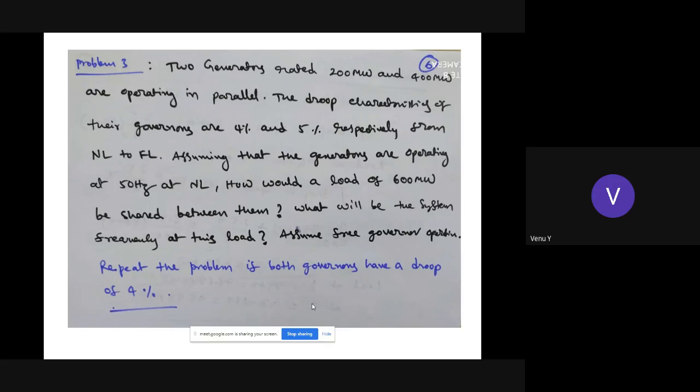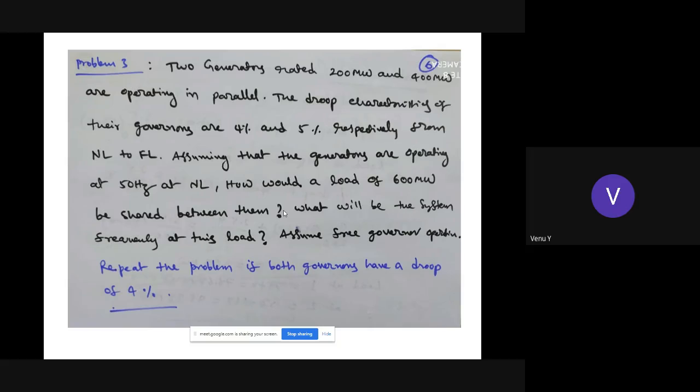Problem number 3. Two generators rated 200 megawatts and 400 megawatts are operating in parallel, and droop characteristics of their governors are 4% and 5% respectively from no load to full load. Assuming that the governors are operating at 50 Hz at no load, please remember here 50 Hz frequency at no load. Previous problem, this problem, both are different. How would a load of 600 megawatts be shared between them?